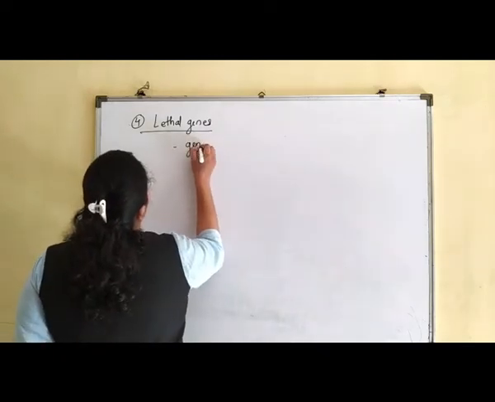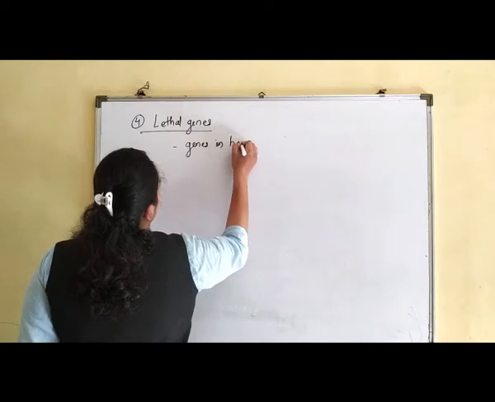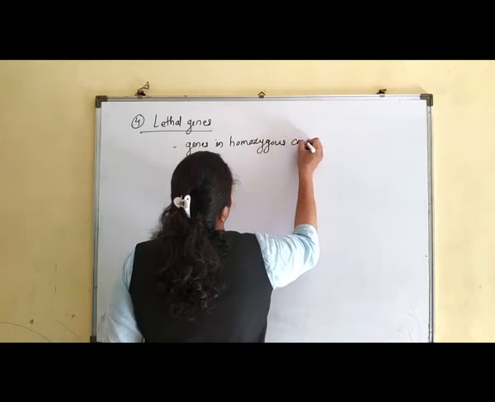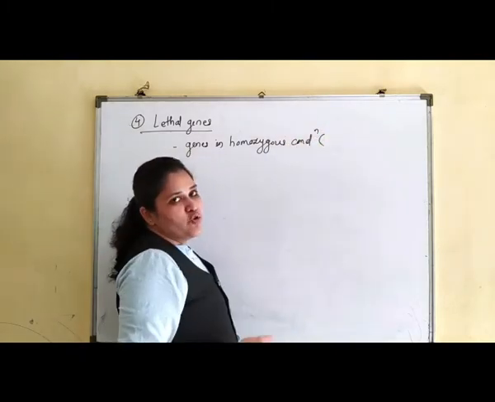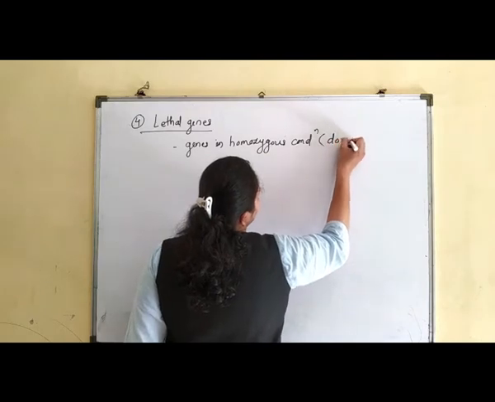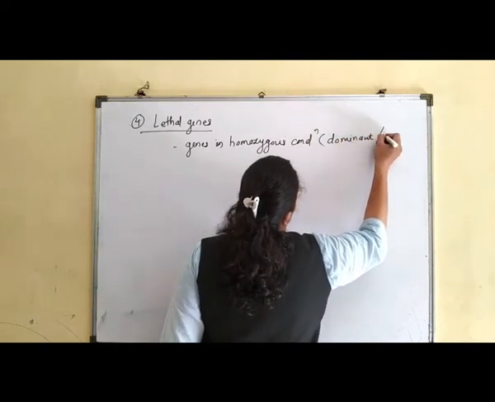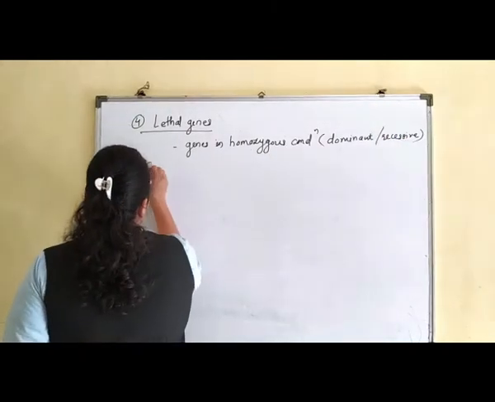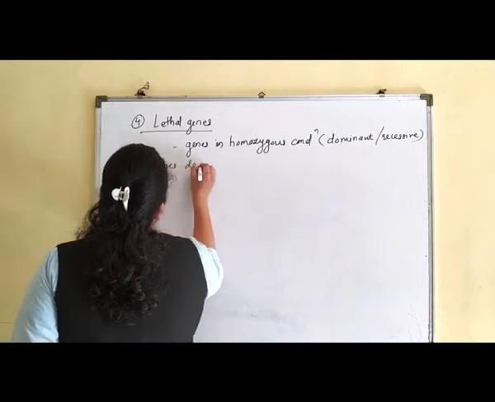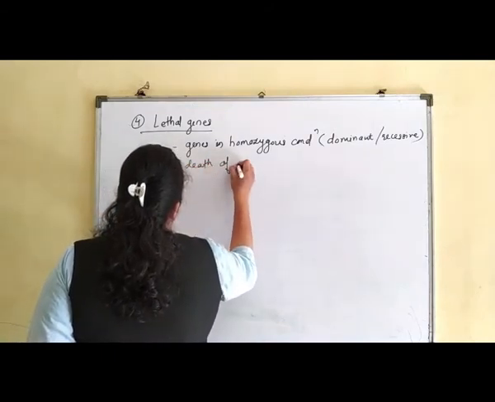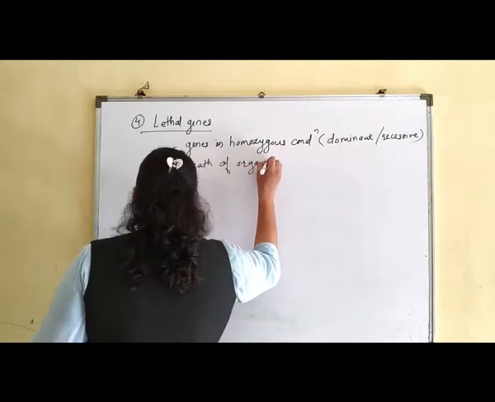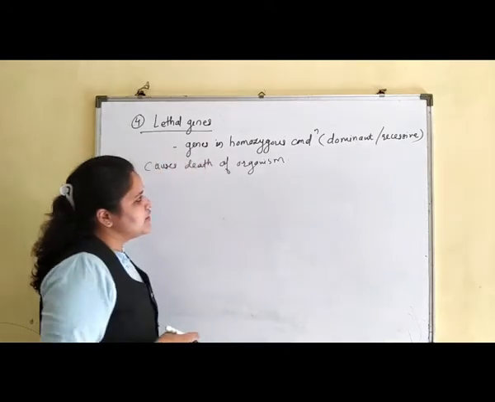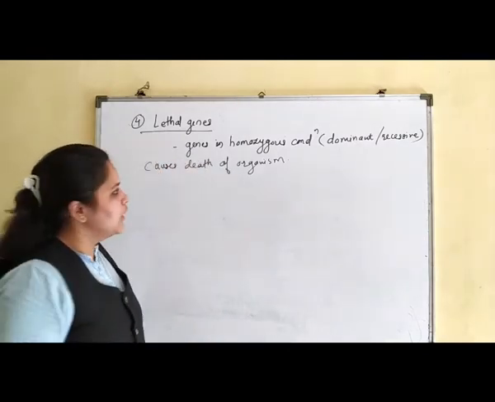In case of lethal genes, genes in homozygous condition cause death of an organism. This homozygous condition can be either homozygous dominant or recessive. In both cases, either dominant or recessive causes death of the organism. Mostly, these genes could be dominant or recessive for the lethality.